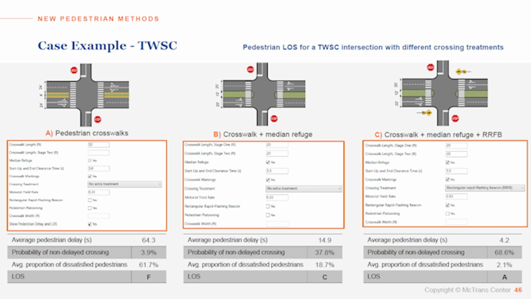And for case C, what would happen here is, on top of everything else, we implemented a rectangular rapid flashing beacon. We select the treatment, as you can see here on the screen, and that results in a new yield rate of 82%. So more compliant drivers, which will now result in an average pedestrian delay of 4 seconds per pedestrian, and 2.1% dissatisfied pedestrians. So now we can achieve level of service A.